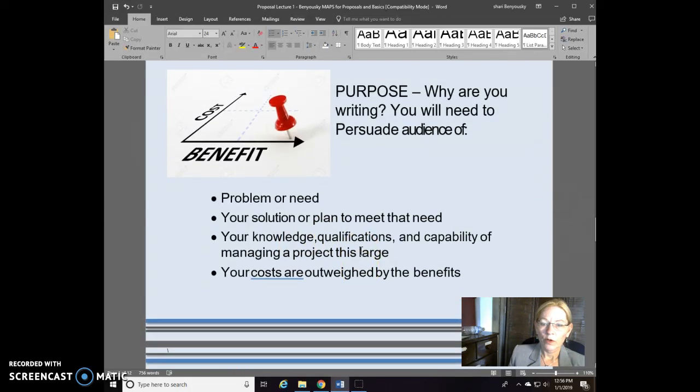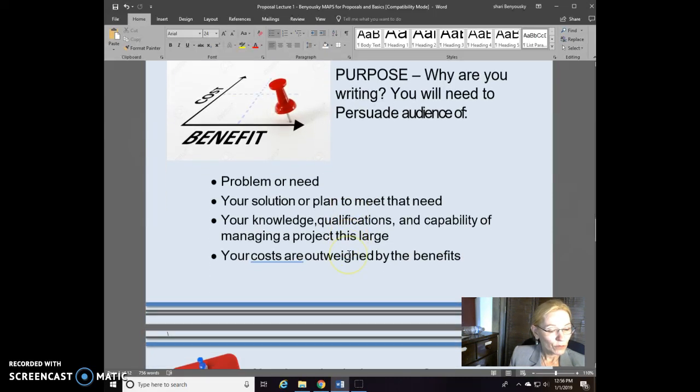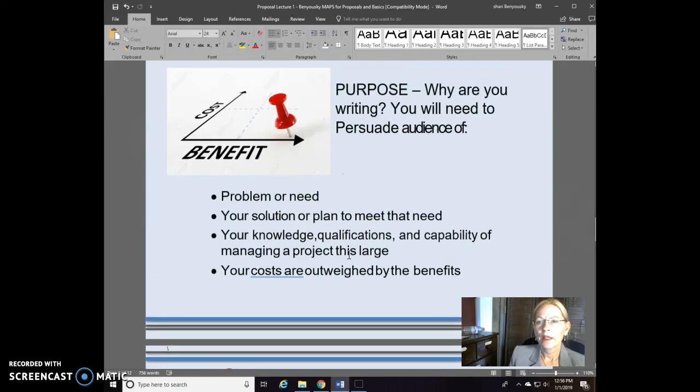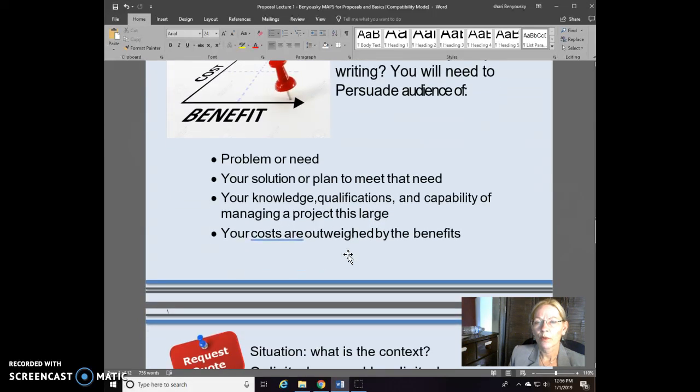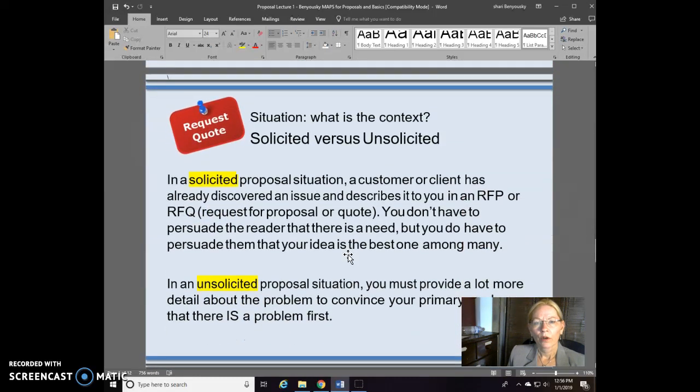You're also going to talk about your costs. Yeah, you probably are going to have costs. Some of you will have more costs than others. Some of you will have a lot of costs, depending on if you're creating a widget or creating an idea. But we need to be persuaded that whatever your costs are, they are outweighed by the benefits that your proposal puts together. So in that vein, as far as your proposal and your persuasion, there are two things you need to keep in mind. Is your proposal solicited or unsolicited?